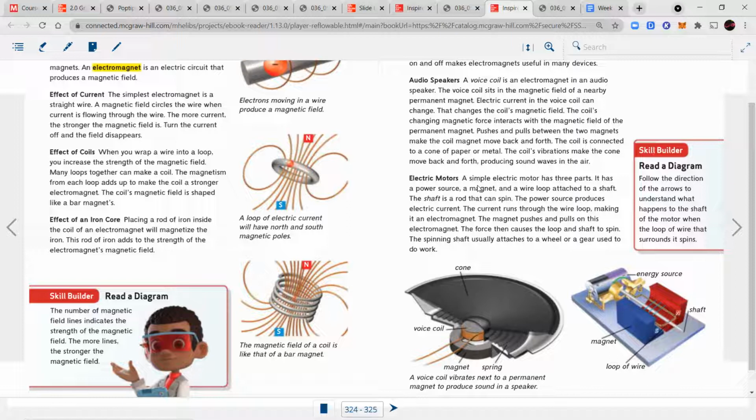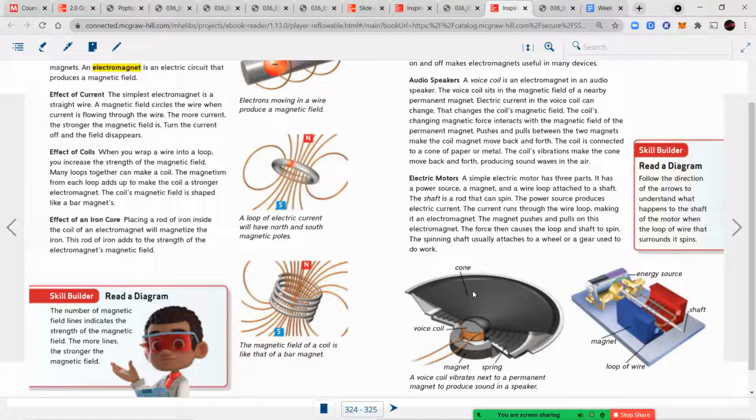So take a look at the bottom where we see a picture of this speaker that looks like it's been cut open. So we have the voice coil right there in the center. We have the magnet that it sits on at the bottom and this spring that goes around it. Now we can see over here, we've got the coil that's wrapping around. A voice coil vibrates next to a permanent magnet to produce sound. So over here, this cone, or the top or outside of the speaker that you usually see, is the part that will vibrate when sound waves are produced.